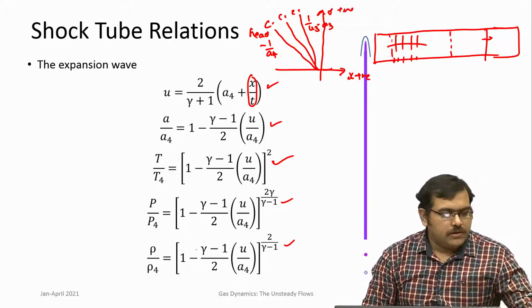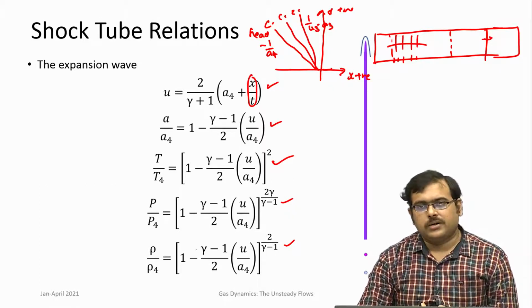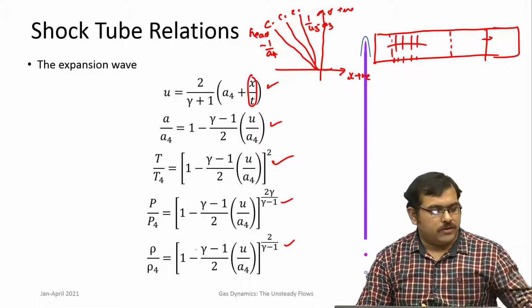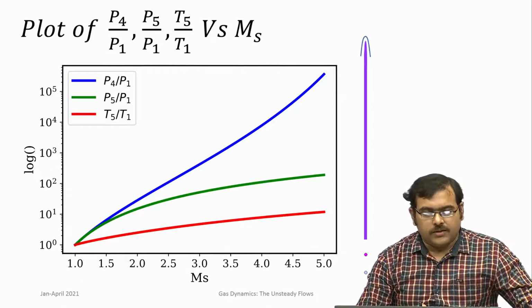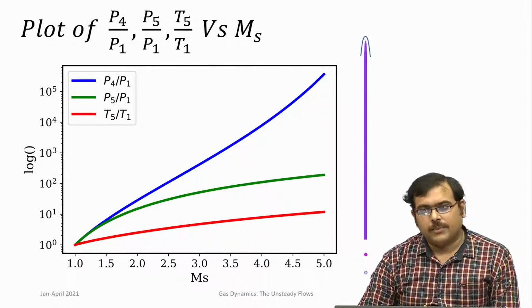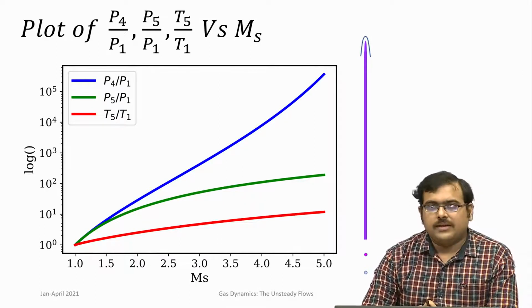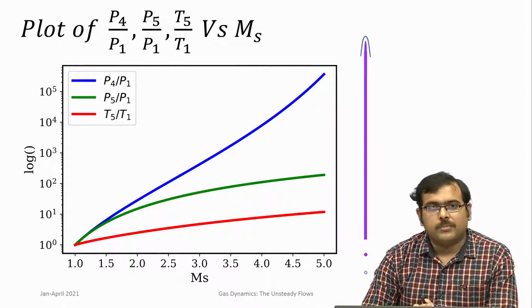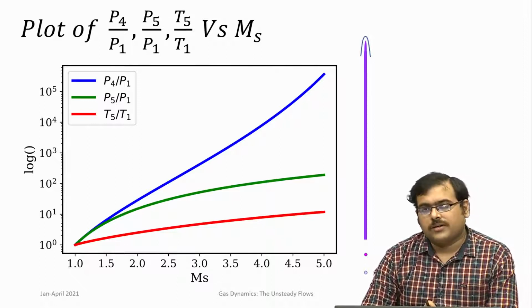So, now let us put all things together. Now, we have solved the entire shock tube problem, and let us see how things go if we look at the shock tube. So, this is a plot of P4 by P1, P5 by P1 and T5 by T1 in terms of shock Mach number. This is what is desired. So, if we need a certain P5 by P1 or T5 by T1, then what should be the shock Mach number that needs to be given, and correspondingly what should be the pressure ratio across the shock tube that needs to be given.